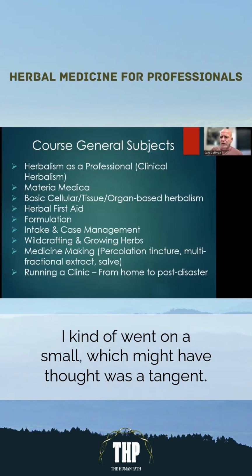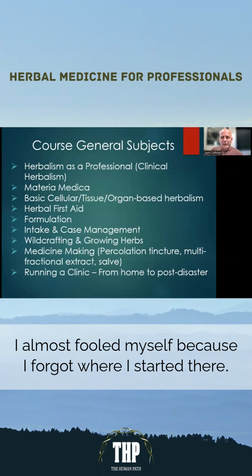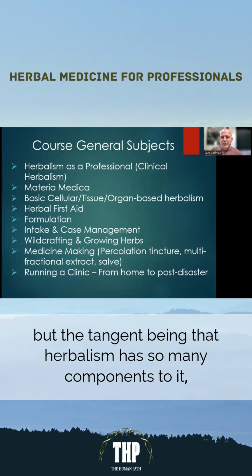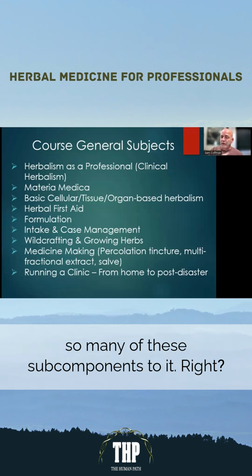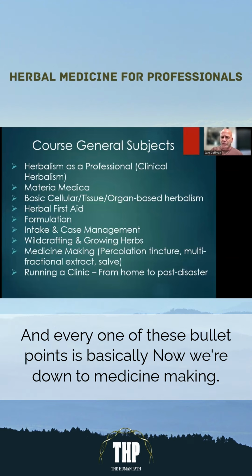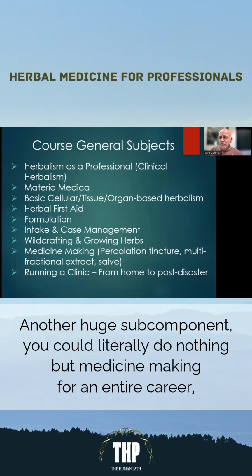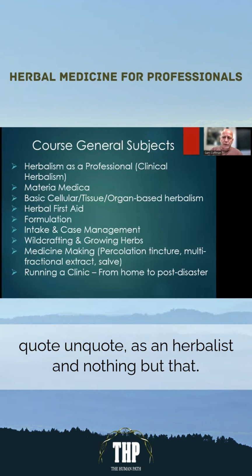And I kind of went on a small, what you might have thought was a tangent. I almost fooled myself because I forgot where I started there. But the tangent being that herbalism has so many components to it, so many subcomponents, right? And every one of these bullet points is basically that. Now we're down to medicine making, another huge subcomponent. You could literally do nothing but medicine making for an entire career, quote unquote, as an herbalist, and nothing but that.